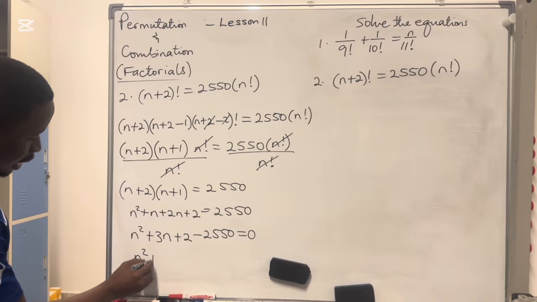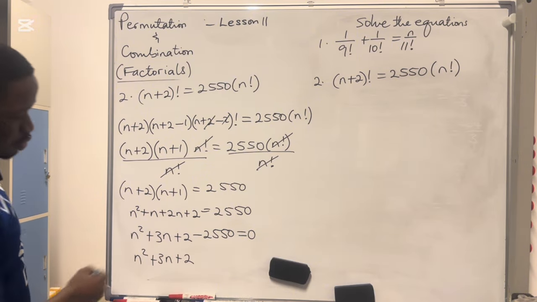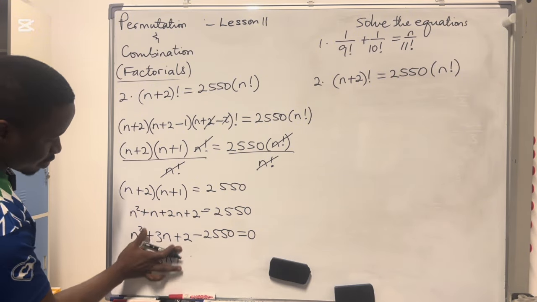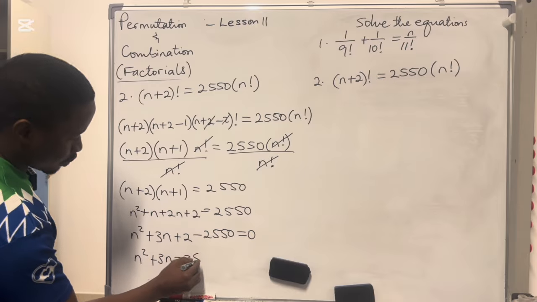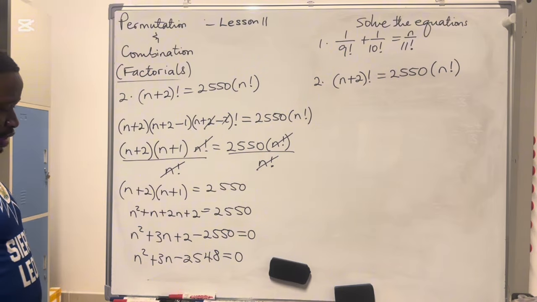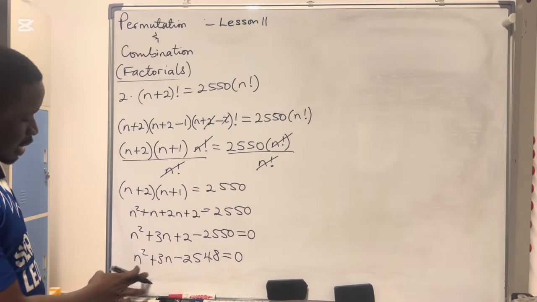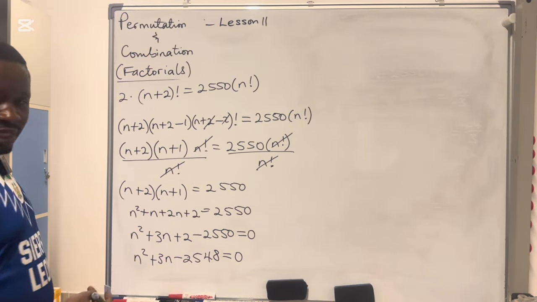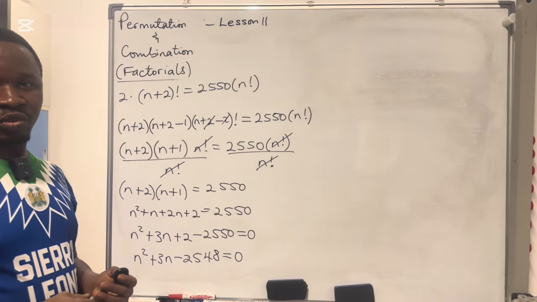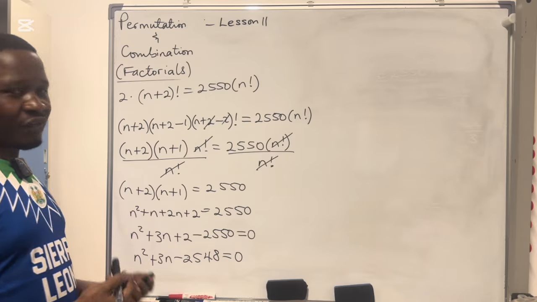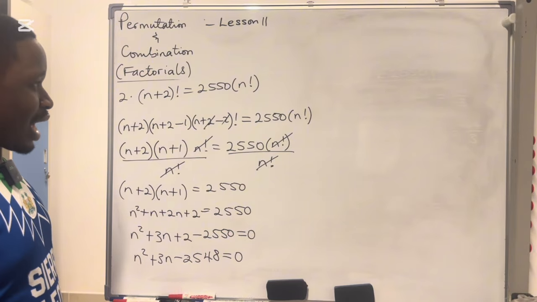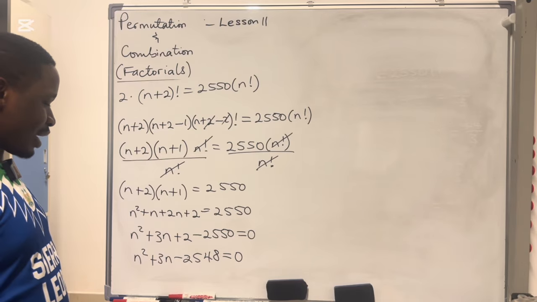So we say n squared plus 3n plus 2, minus 2550, which is minus 2548, equals 0. Okay, so now let's move. So now this is what we have. But we can see that the constant term here is so large that it will take a lot of time for us to think of the factors we multiply to give us this, add or subtract to give us this. So the advice here is we apply the quadratic formula.